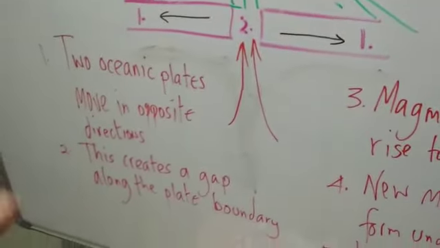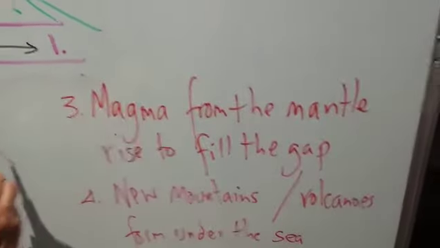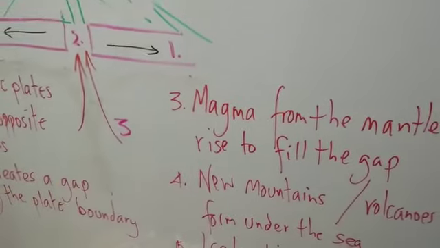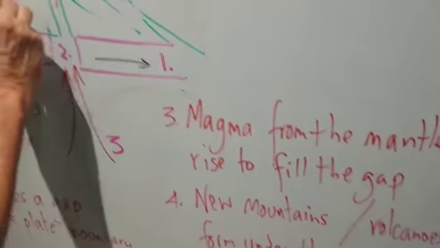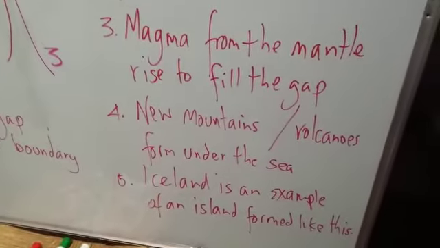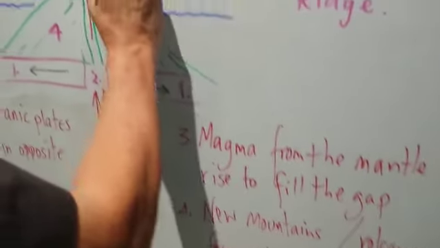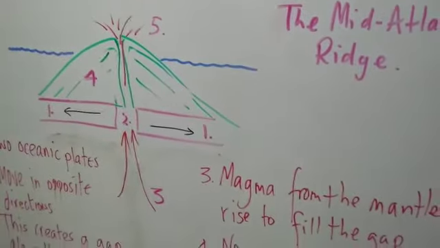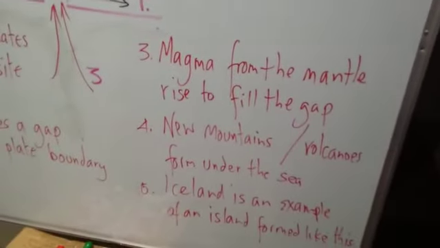Then what happens, number 3, the magma from inside the mantle begins to rise to fill that gap. And eventually, number 4, new mountains form. Initially, those mountains form under the sea. But sometimes, for example, number 5, Iceland is an example where an island has actually reached the surface.